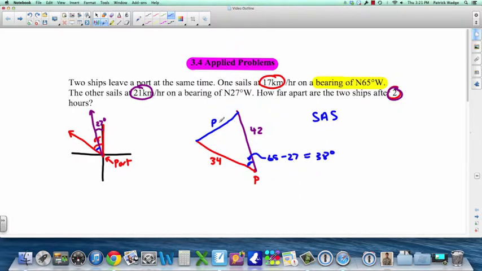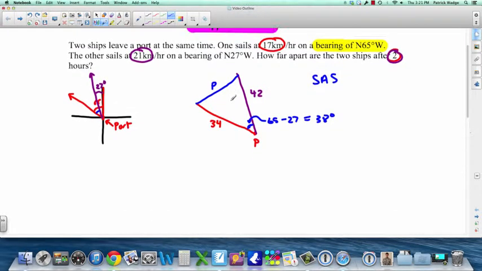That's good. Now, do you know the angle across from this side? No. Do you know the angle across from this side? No. So you can't do the sine law. So you know you have to use the cosine law.